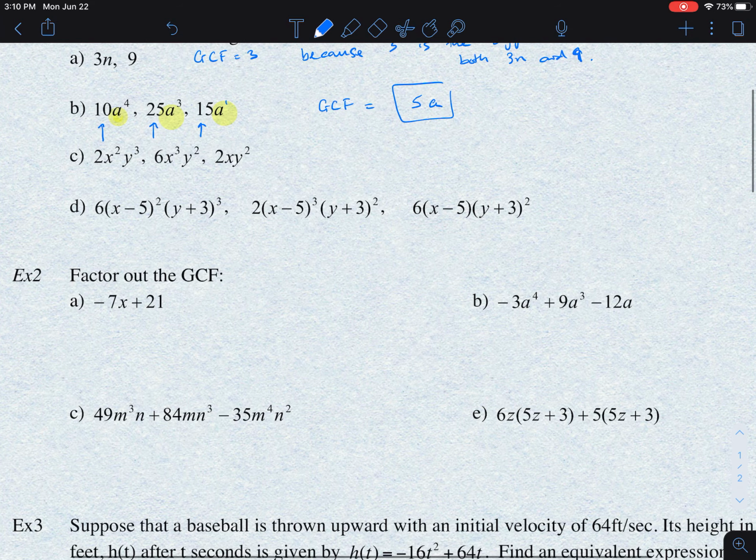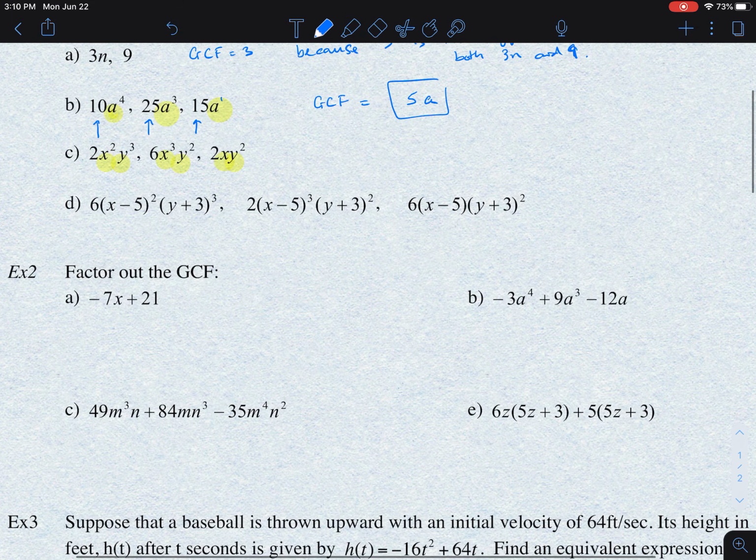Next example, we have 2 variables, x and y. We're going to pick out the lowest powers for those variables, because the lowest power will guarantee to divide all 3 terms. So the GCF will contain x and y. The lowest power for x is 1, and the lowest power for y is squared, because all 3 terms have a square there. So the GCF contains x to the first, y squared. Let's look at the coefficients. We have 2, 6, and 2, so 2 is the greatest common factor. So that is the GCF.